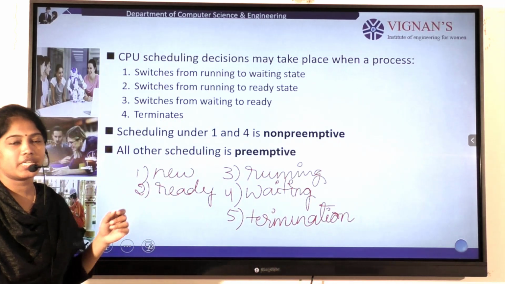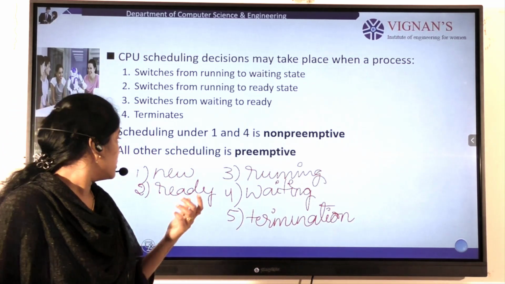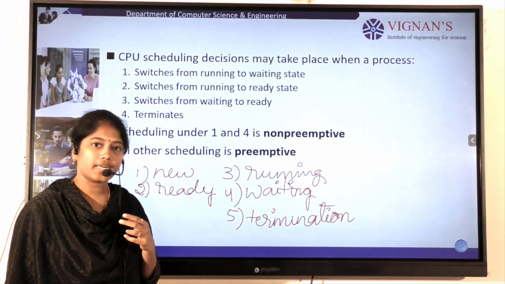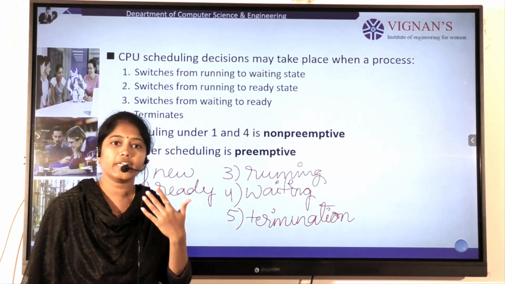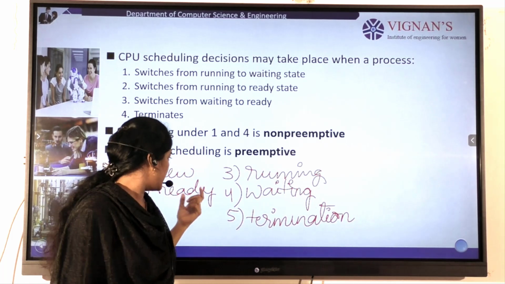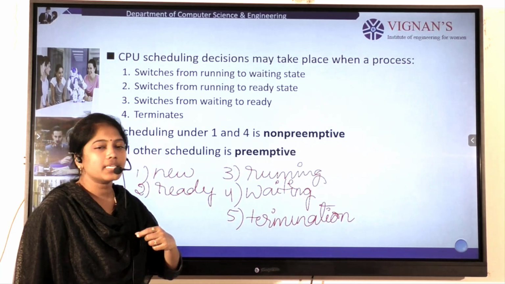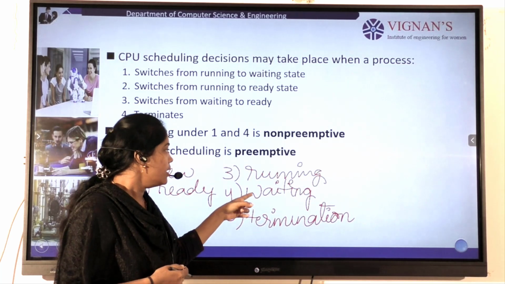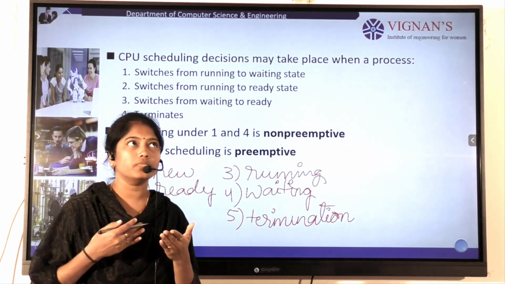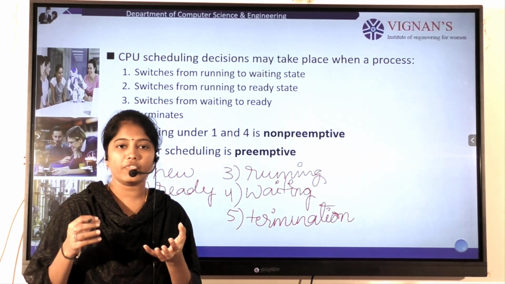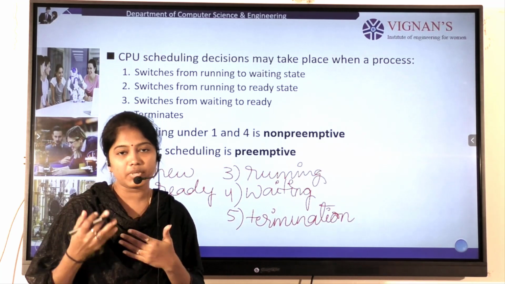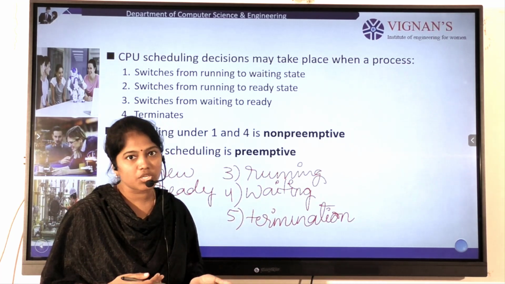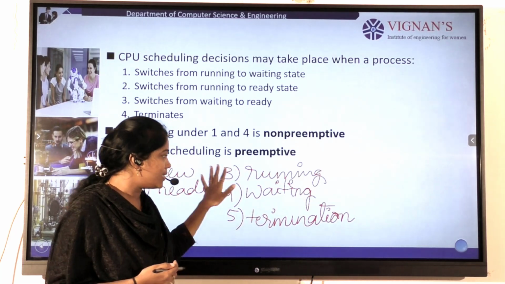So first state, new state. When a process is newly created, it enters the new state. Second state is ready state. Ready state is when a process is ready for execution in memory. Next, running state. Running state means when a process enters into execution. Next, when a process is interrupted by some IO interrupts or IO events, it enters the waiting state. When a process completes its execution, it is terminated. So totally there are 5 states.